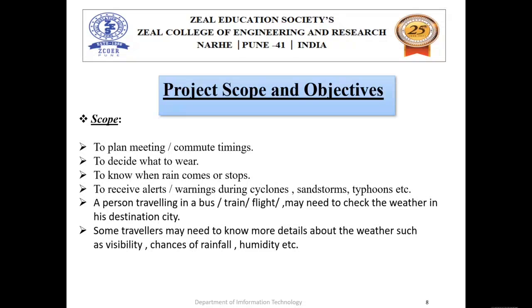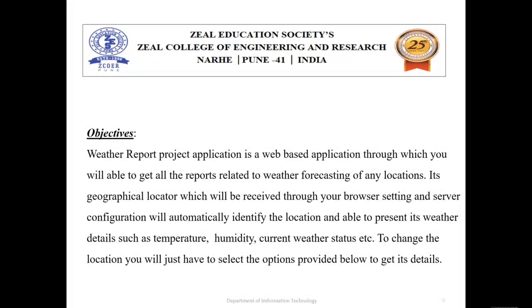It helps people plan outdoor activities, that is, to see if rain, storms, or cold weather will impact outdoor events. It helps farmers and gardeners plan for crop irrigation and protection. Now, the objective of this weather forecasting project is a weather report application through which you will be able to get all the reports related to weather forecasting of any location.